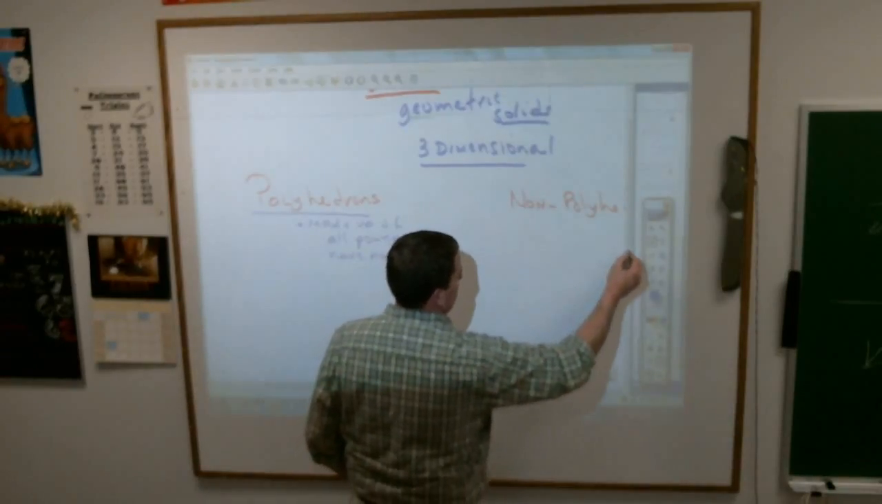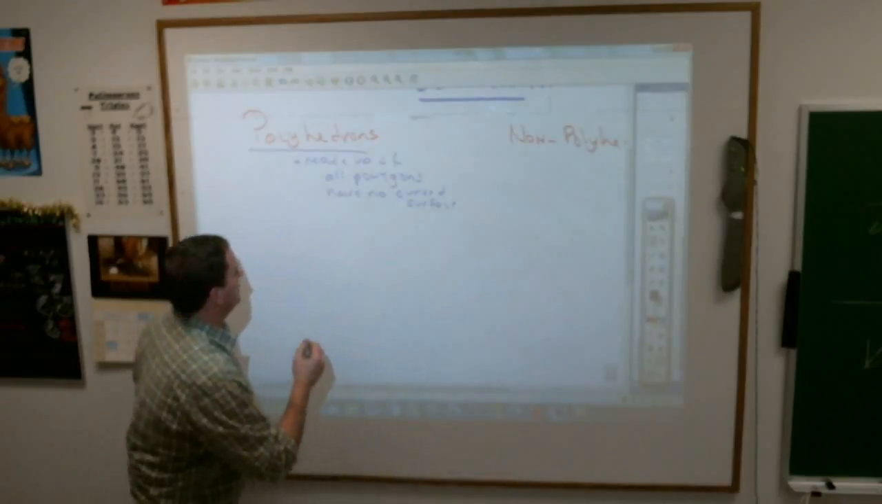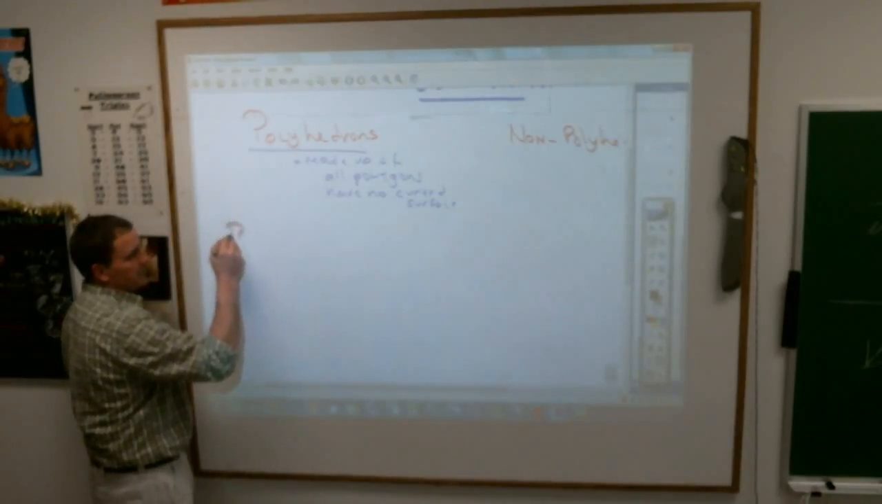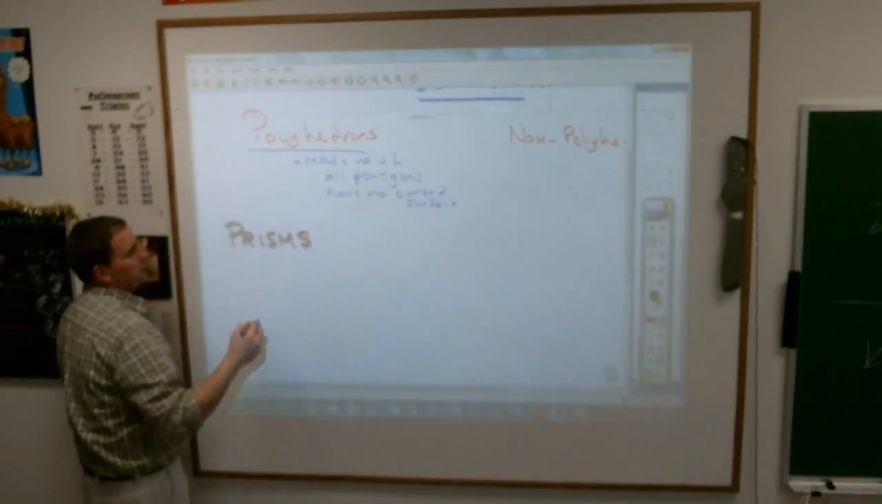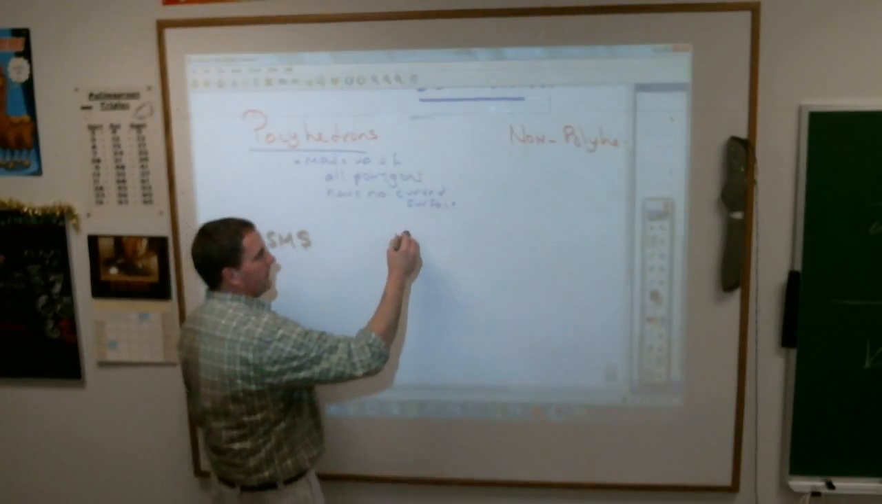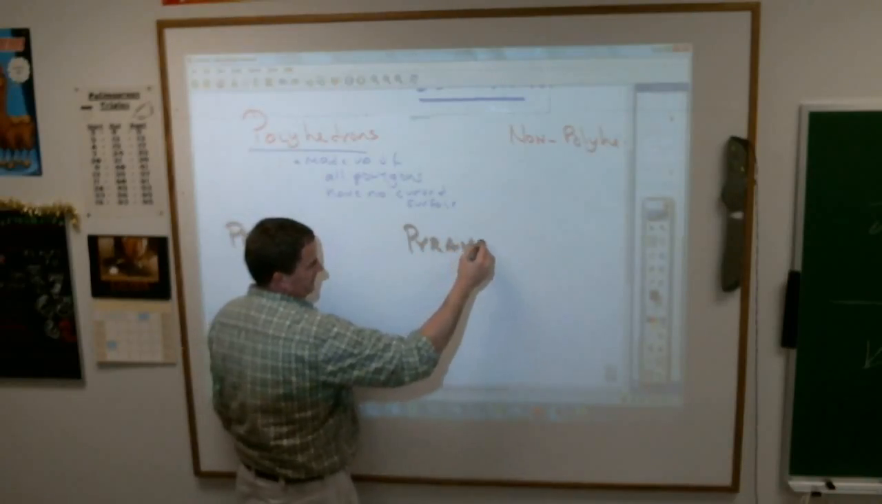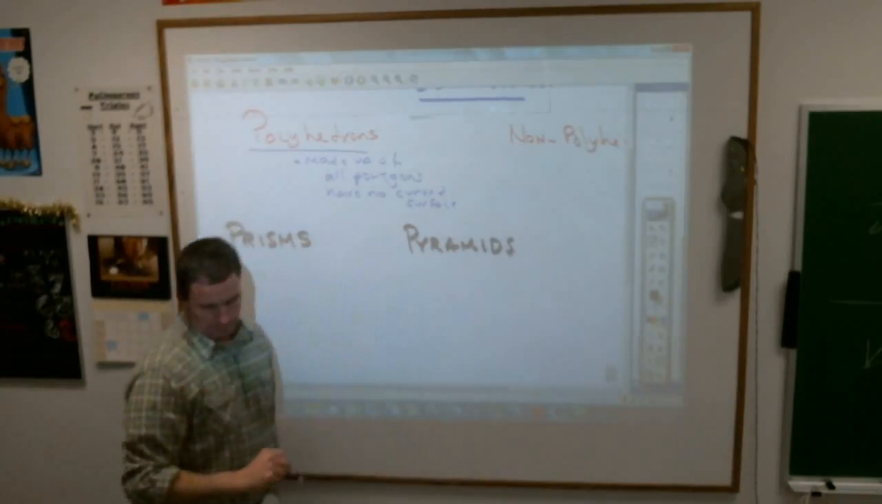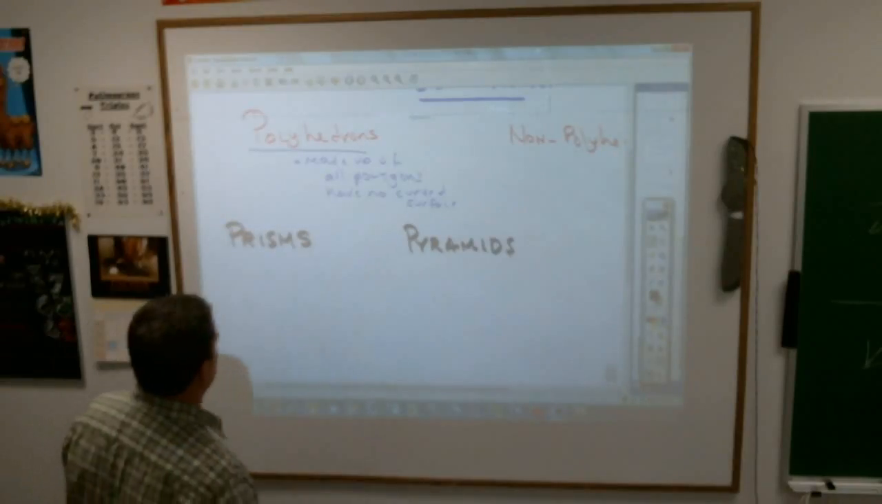So, in the world of polyhedrons, we have these things. Let's write this in big letters. We have what's called prisms. We have things that are called pyramids. I don't know if we have something else. Let me see. There's something besides prisms and pyramids. Yeah, that's pretty much it. We got prisms and pyramids.